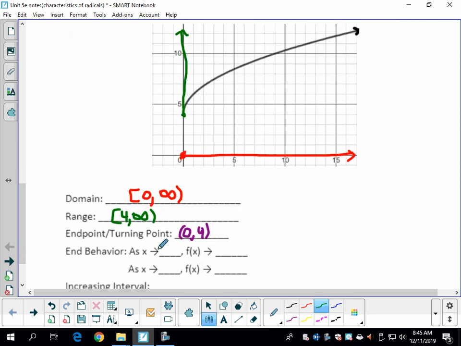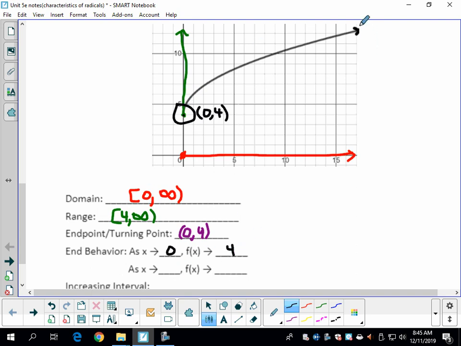End behavior. As x goes to, now there's two ends of the graph. We have this farthest leftmost point, which is the endpoint, and then the farthest right. We'll start here. As x goes to, well, this x can only go to 0. That point is 0, 4. Can't go any further left than that. So as x goes to 0, what's happening to the y? Well, that's going to just go to 4. That's as far as it can go.